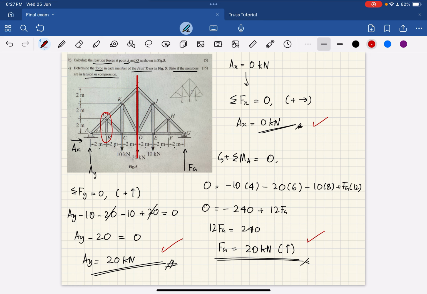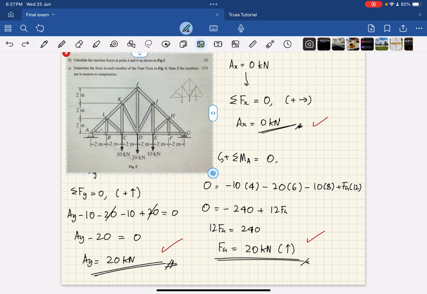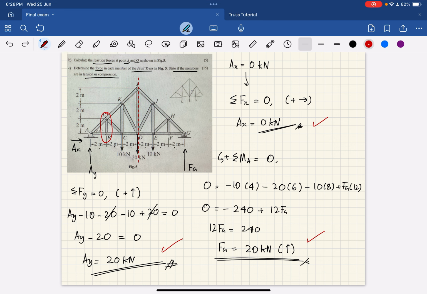Okay, maybe I should have changed the line a bit, sorry. I'm going to use a dotted line actually, it'll be much nicer to look at. Okay, so it's symmetrical. So if this is a zero force member, that means that FH is also a zero force member.